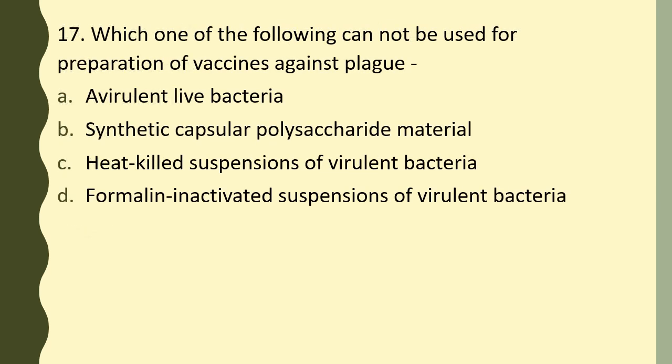Question number 17. Which one of the following cannot be used for preparation of vaccines against plague? Avirulent live bacteria, synthetic capsulopolysaccharide material, heat-killed suspension of virulent bacteria, formalin inactivated suspension of virulent bacteria. Which of the following cannot be used for preparation of vaccine against plague? Correct answer is option C, heat-killed suspension of virulent bacteria.